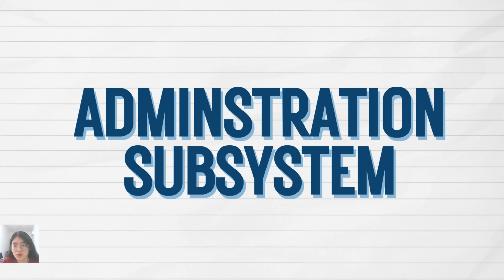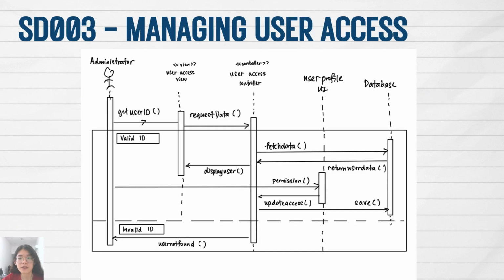Next, for the administration subsystem, the first sequence diagram is managing user access. First, the administrator will enter the user access view and search for the user ID. Then the controller will retrieve the user access status from the database and display it to the administrator. The administrator then can update the permission and it will be saved to the database.